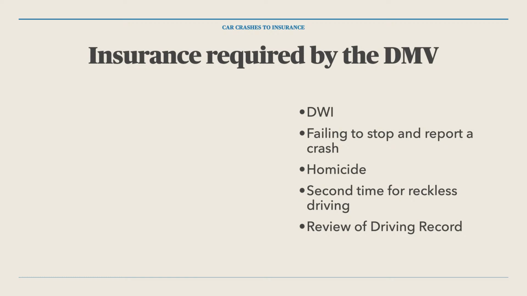When is insurance required? These are situations: DWI, failing to stop, report a crash, homicide, second time for reckless driving. If you have a bad driving record, the state may say, even though you're 42, we still think you're a bad driver, so you need to have insurance. And the state will require you to have it. You're going to have it on file.